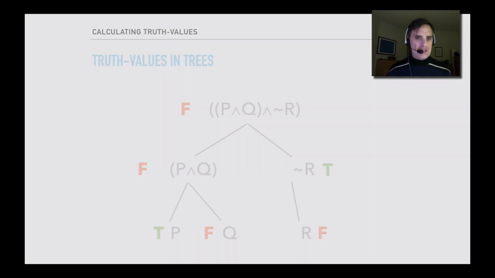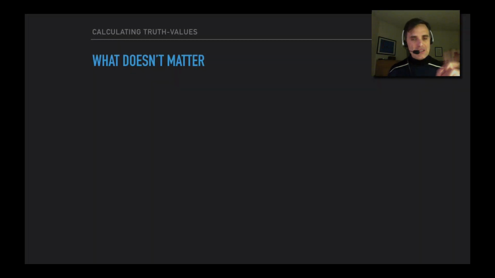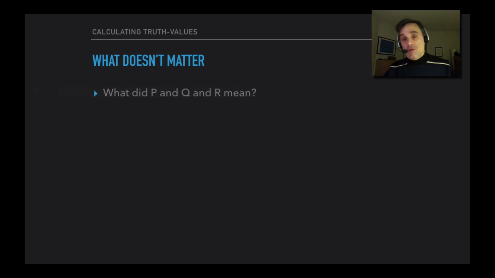Now, let's think about this for a second. What doesn't matter here? Do we know what P, Q, and R mean? No, we don't. We haven't said what English sentences they're being used to symbolize. They could be used to symbolize all sorts of sentences. We didn't find out what their meaning was, but we didn't need to.